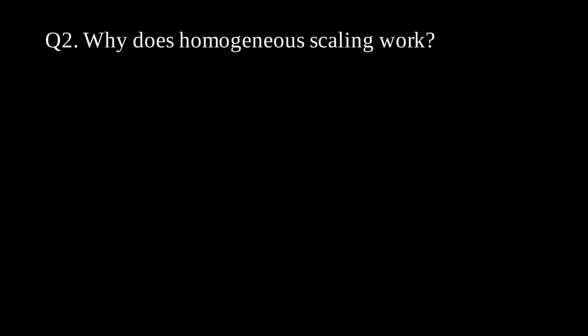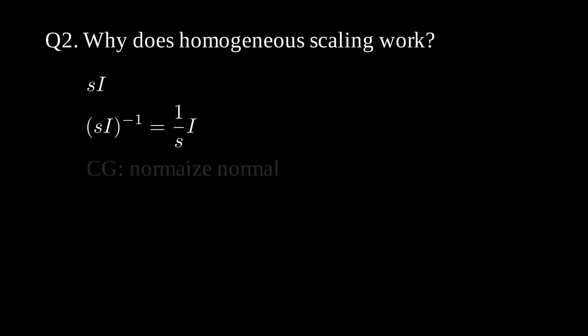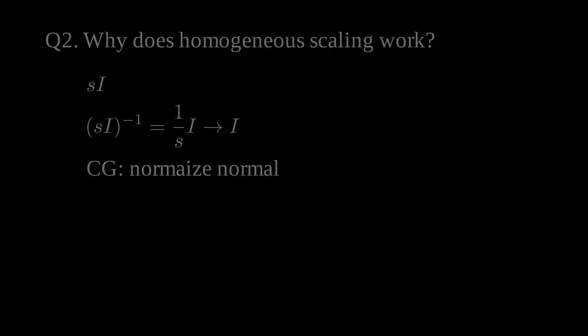The second question is, why does homogeneous scaling work on just B? The homogeneous scaling matrix is SI. What is the inverse of a SI? It is 1 over SI. In the computer graphics world, a normal vector is normalized. That means the transform matrix is just I. Therefore, normalization makes this work. The part 1 video shows non-homogeneous scaling breaks this.